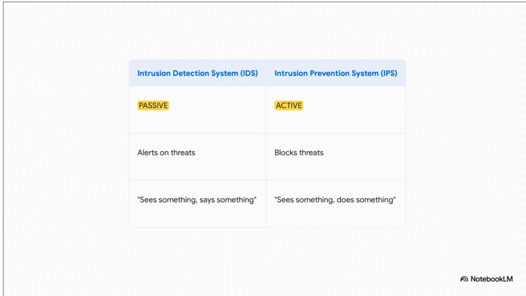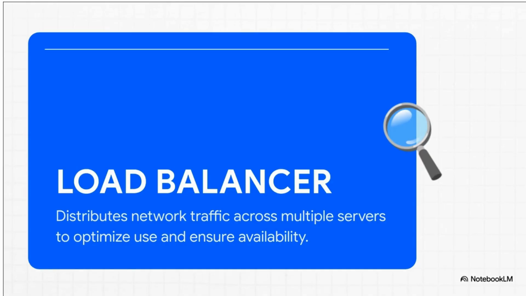It sees something and does something. That distinction is a classic exam topic. Have you ever wondered how a massive website like Netflix or Amazon can handle millions of people all hitting play at the same time without crashing? Well, this is the secret sauce.